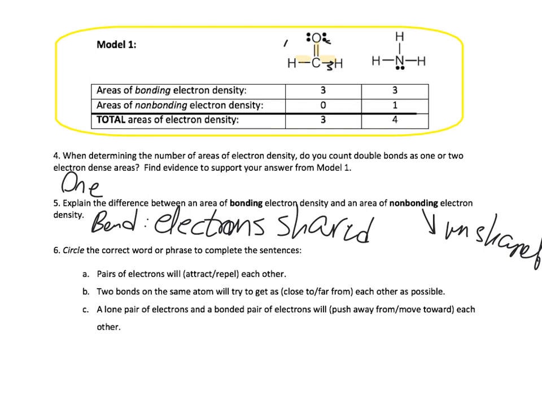Lastly, circle the correct word or phrase to complete sentences. Pairs of electrons will repel, right? Pairs of electrons are both negative. Negative and negative is a repelling force.